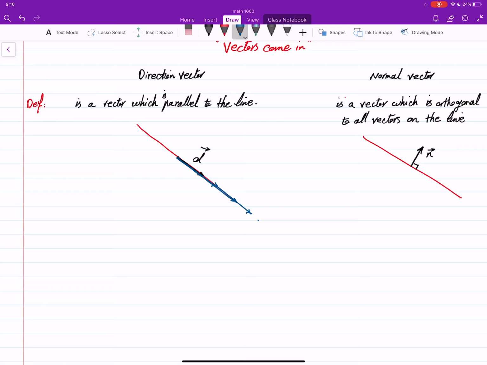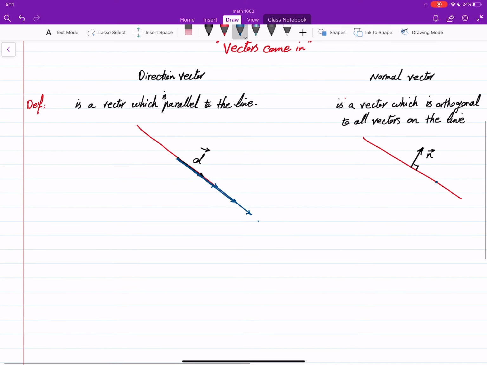But the normal picture is a little bit different. Physically it is a little difficult to describe any similar phenomenon. But what happens is that I need to fix a point P on the line, and then for every other point X on the line, we can create PX. That will give us a vector on the line. And we know that the normal vector is perpendicular to that. So that means that n dot PX is going to be zero. And that's how the points on the line in R2 can be described using the normal vector.